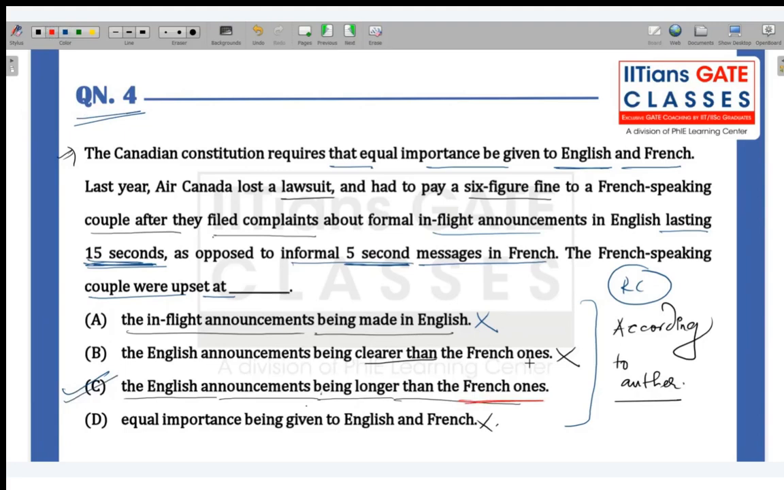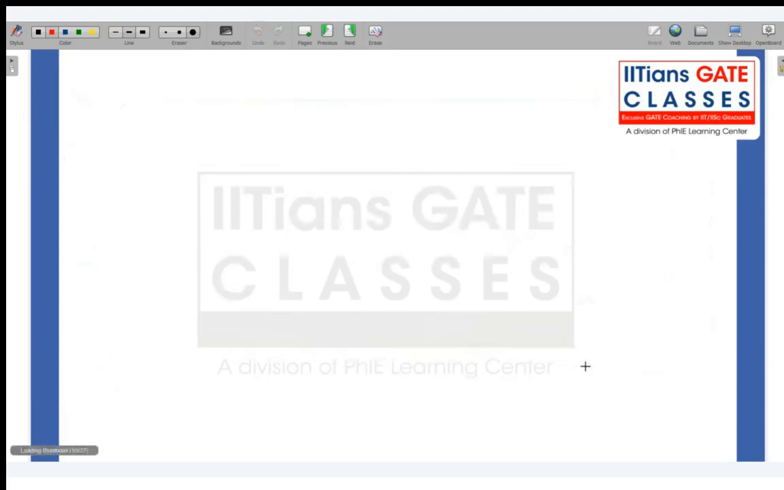Also I would like to tell here some important concepts related to this. Whenever you face this kind of question in future GATE exams, in GATE 2023, you have to follow this. Suppose they are asking inferences, right? Suppose the passage is given and you have to find the inferences, and four options are given. So never pick up any choice according to your thought process. This is very, very important.